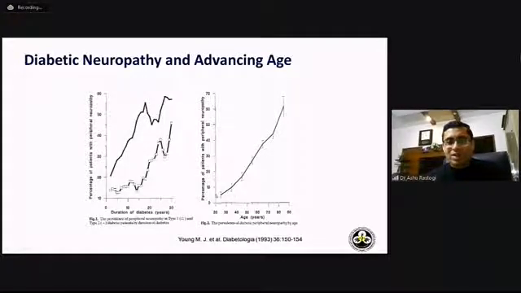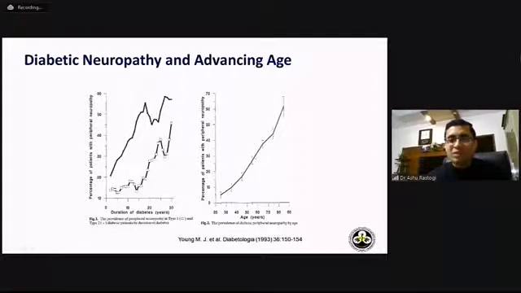Similarly, you can see that with increasing age, the duration of diabetes also increases, but with increasing age, the neuropathy also increases. Most of our patients usually come at the age of 50 to 60 years, so almost one third of these patients would have neuropathy.